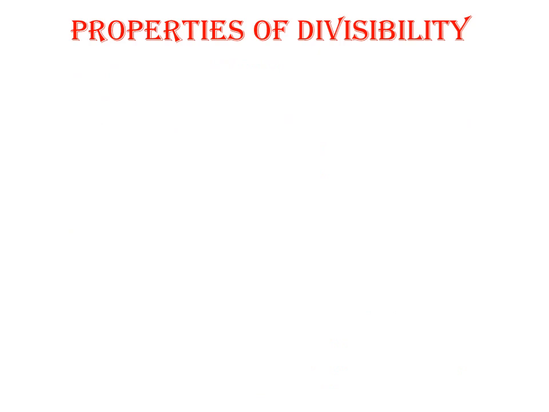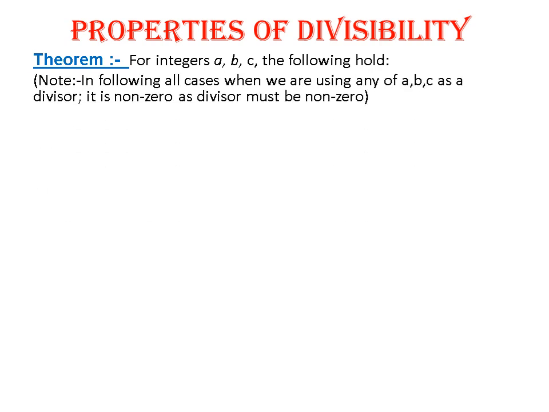Now let us see what are the properties of divisibility. For some integers a, b, c, the following holds. Note that in all following cases, whenever we consider these integers a, b, c as a divisor, they are non-zero, because a divisor must be non-zero. So the first property is a divides 0, 1 divides a, and a divides a. This is a pretty obvious property because we know that 0 is divisible by any integer, 1 divides any integer, and any integer divides itself.